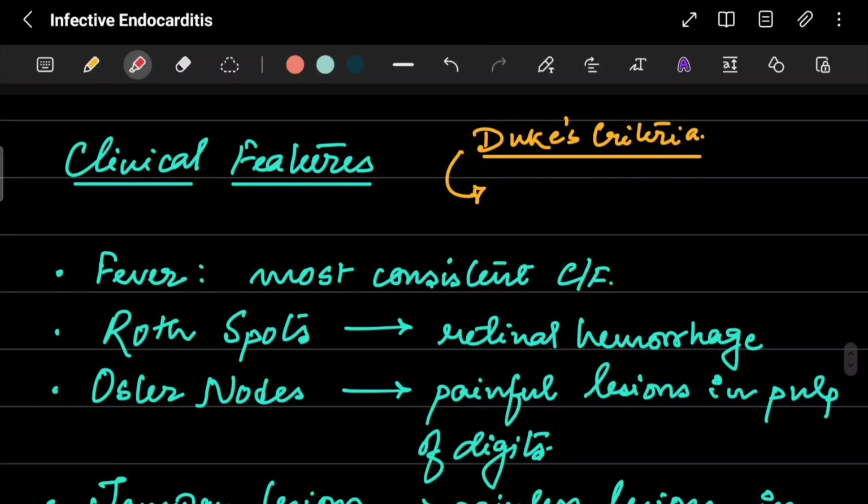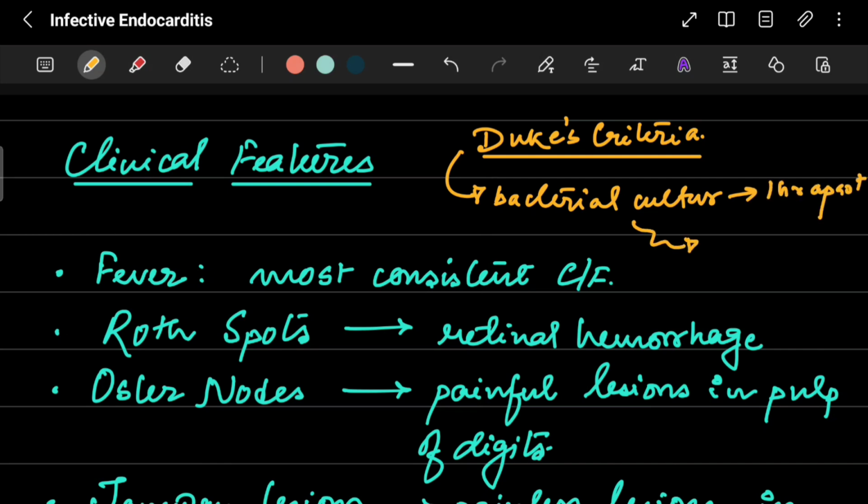First of all, the clinical features and the clinical diagnosis are done on the basis of Duke's criteria. Now, what is Duke's criteria? What are the things that are taken into account while using Duke's criteria? The bacterial culture is taken into account, and the cultures are collected about 1 hour apart, and these are then used for diagnosis. Moreover, echocardiography is also done for a proper diagnosis. That is what basically Duke's criteria includes.